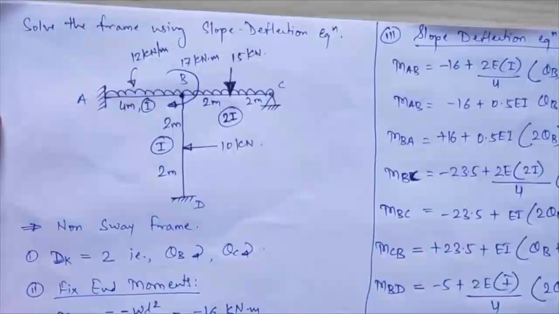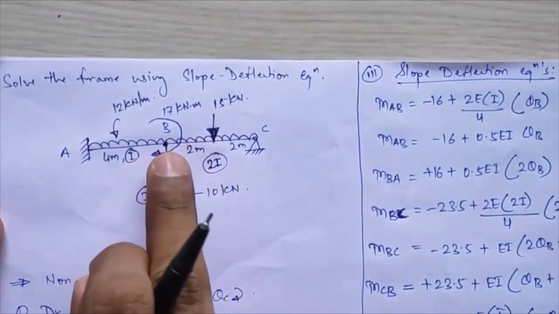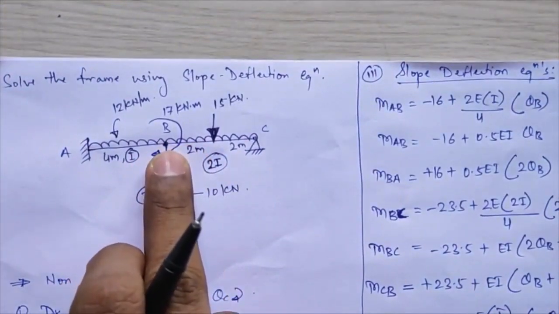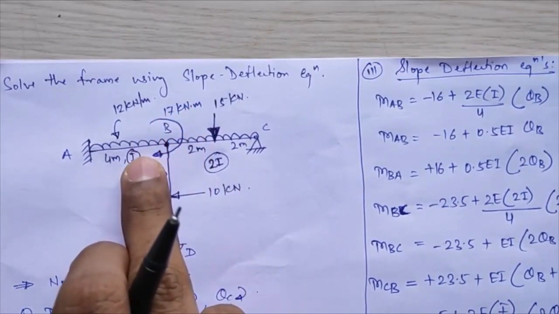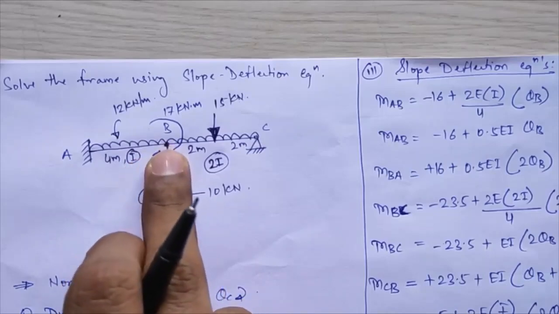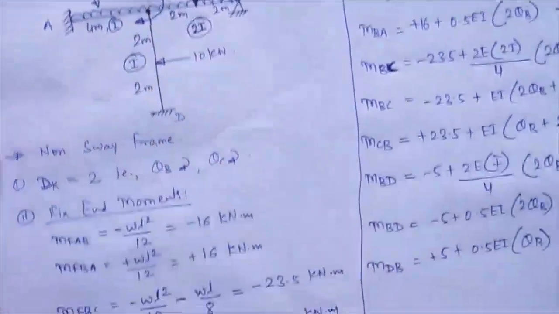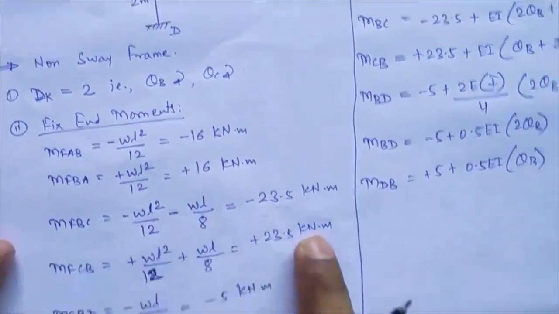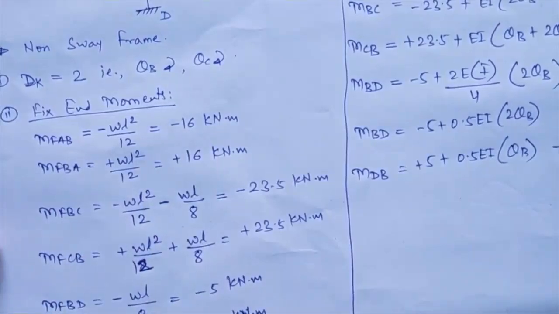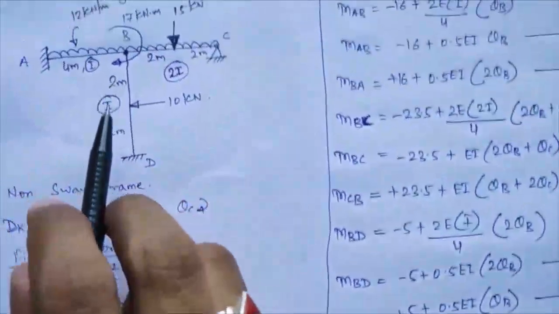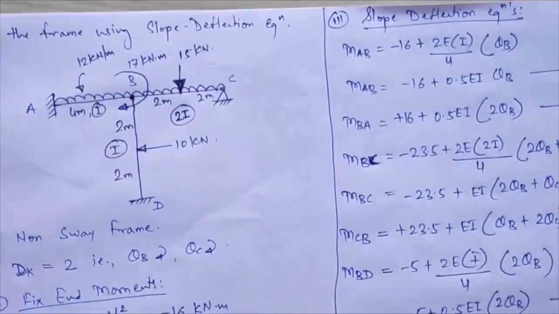See, in this complete numerical, one concentrated moment is given, that is 17 over there. But here that moment is given directly on the support, or directly on point B we can say. So that moment is not to be considered in this calculation of fixed end moments. Why? Because in fixed end moment we consider only span loading, but this loading is given at the joint, so joint loading is not considered in this fixed end moments calculation.